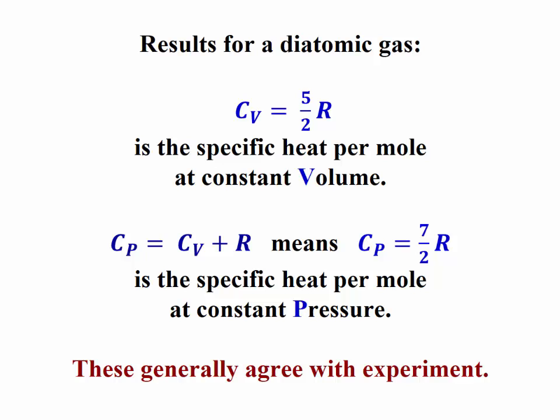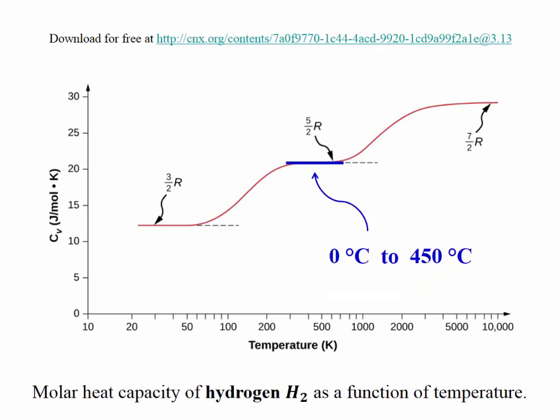These also generally agree with the experiment, but only within a certain range of temperature. Here's a graph of data for hydrogen gas as a function of temperature on a logarithmic scale, except that the number of moles have been divided out and the derivative has been evaluated. So what's being graphed here is actually the derivative of the internal energy per mole, that is that slope we've looked at before, the specific heat at constant volume.